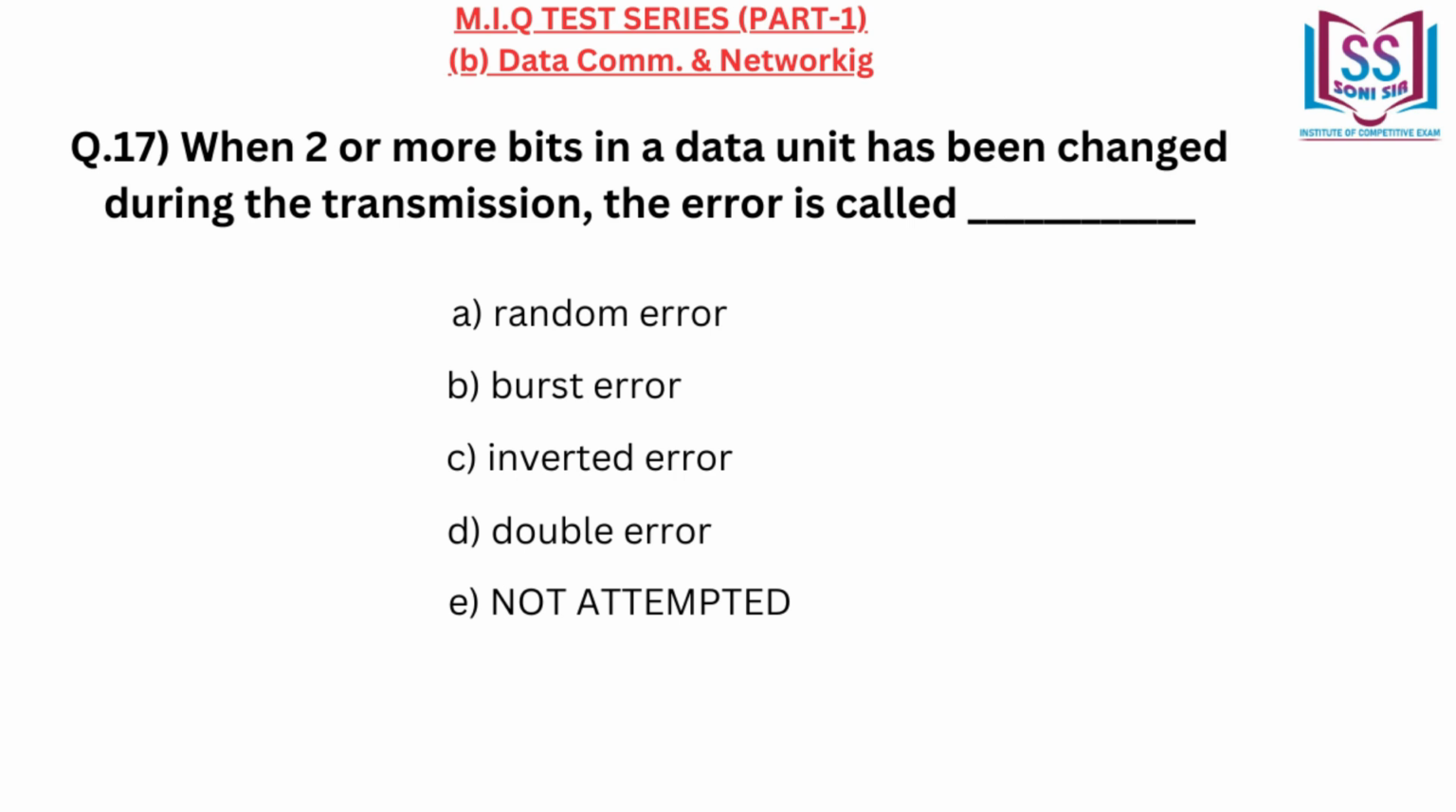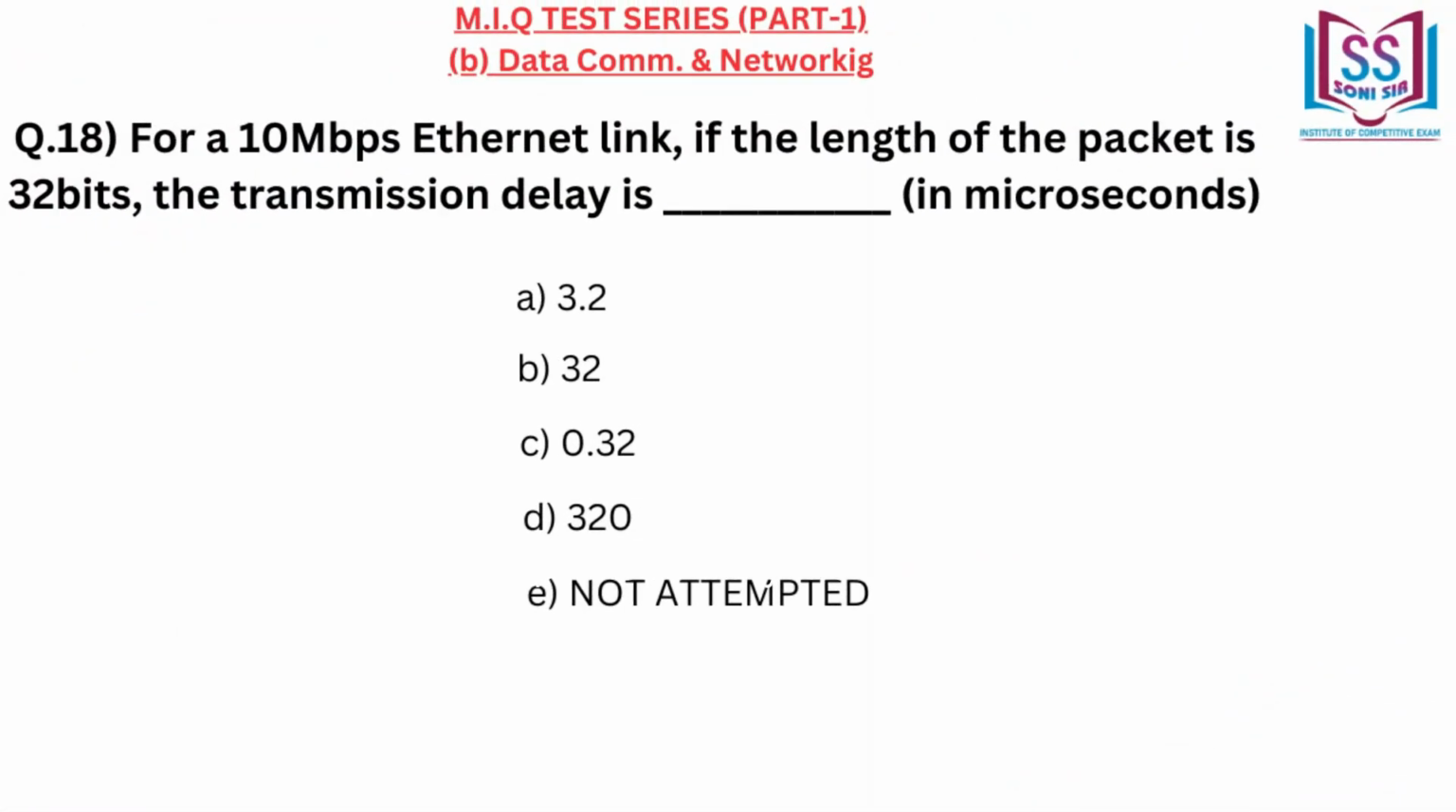A. Random error. B. Burst error. C. Inverted error. D. Double error. For a 10 Mbps Ethernet link, if the length of the packet is 32 bits, the transmission delay is dash in microseconds. A. 3.2. B. 32. C. 0.32. D. 320.